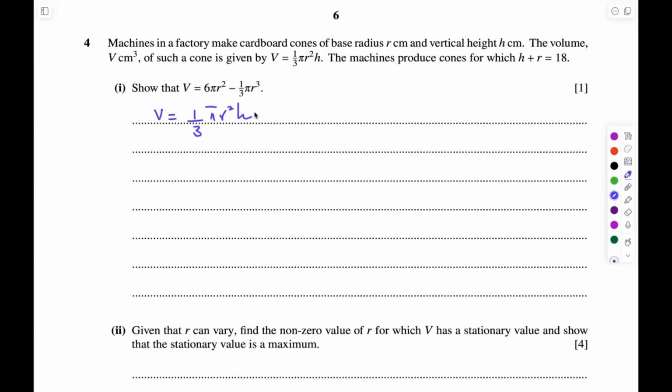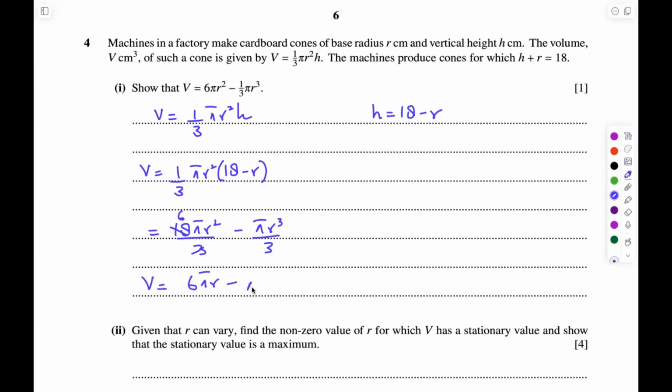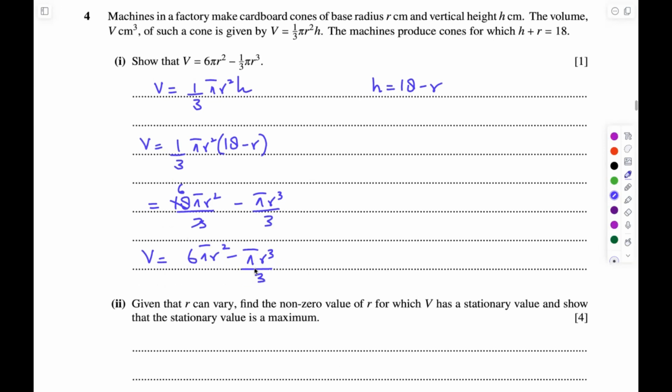So we can take the substitution h equals 18 minus r. Substituting h equals 18 minus r, we get 1 upon 3 into pi r squared into 18 minus r. Multiplying by 18 minus r, 1 upon 3 pi r squared, that will become 18 pi r squared upon 3 minus pi r cubed upon 3. Simplifying this, we'll get 6 pi r squared minus 1 upon 3 pi r cube. So V will be equal to 6 pi r squared minus pi r cube upon 3, the same expression that we had to prove.